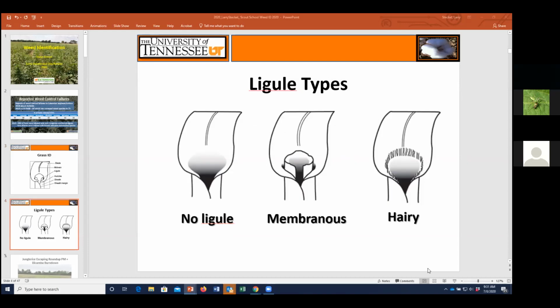So like I was saying, different ligule types here. You can see the three different types. You can have no ligule, and you can see that on your jungle rice, barnyard grass type species. And then you have a membranous ligule, and also a hairy ligule. You would think it's not that easy to separate between those, but those hairy ligules really stand out and let you differentiate between those two ligule types.